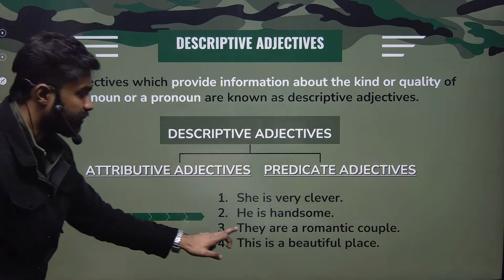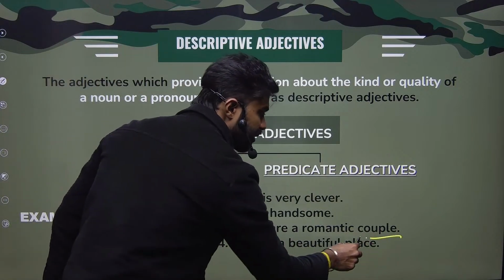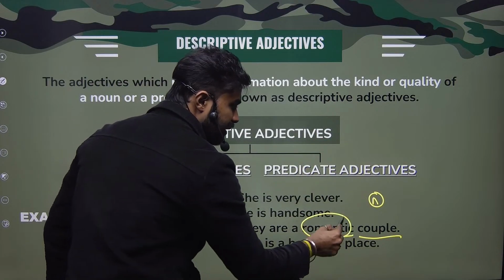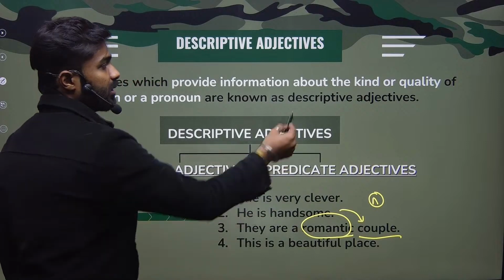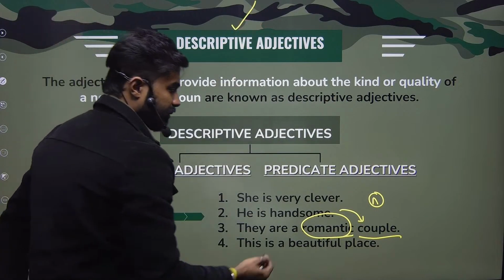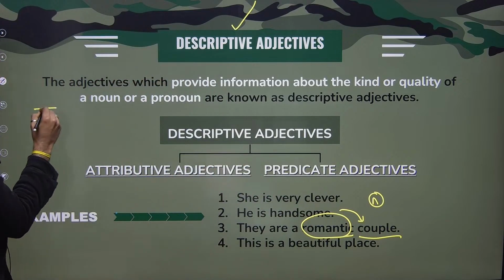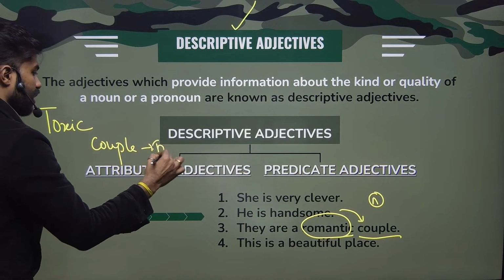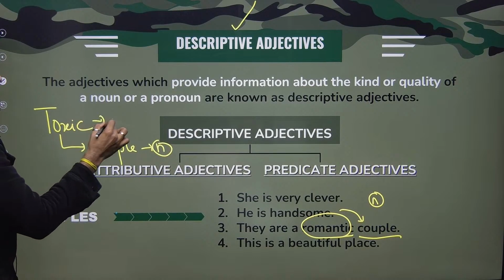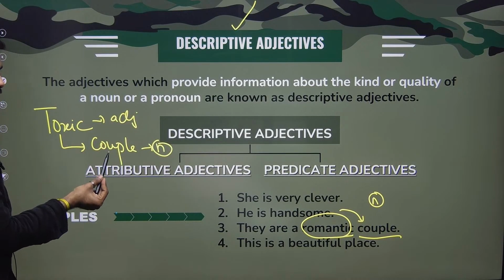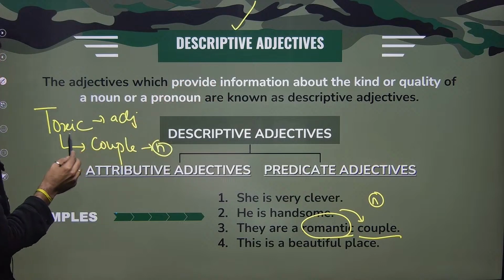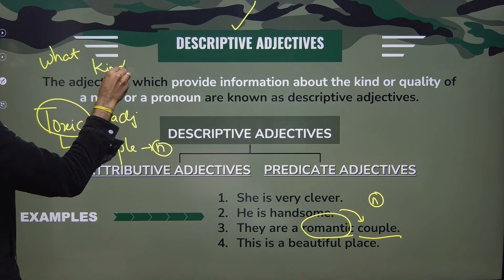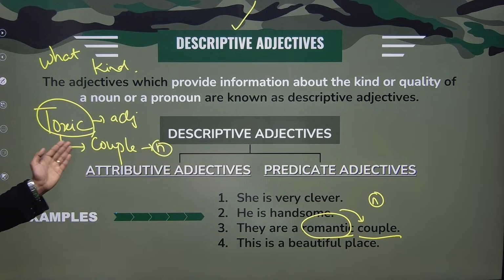All right. Look at this one. They are a romantic couple. Couple, noun. What kind of couple are they? They are a romantic couple. Romantic is modifying my noun. If it is answering what kind, then it is descriptive. Also, I can use this word: toxic couple. Couple is a noun. Toxic is my adjective. Why? It is adding a detail to my noun. And also it is a descriptive adjective. Why? What kind of couple are they? They are toxic. See? Descriptive adjective.